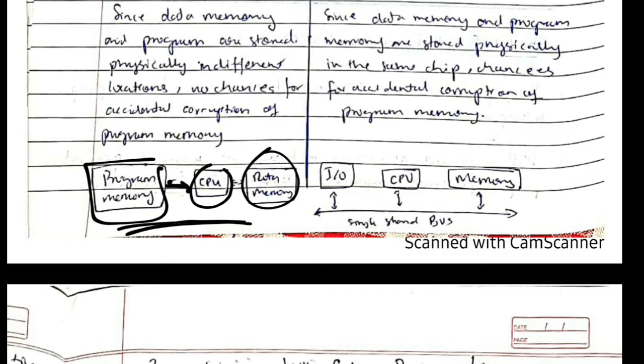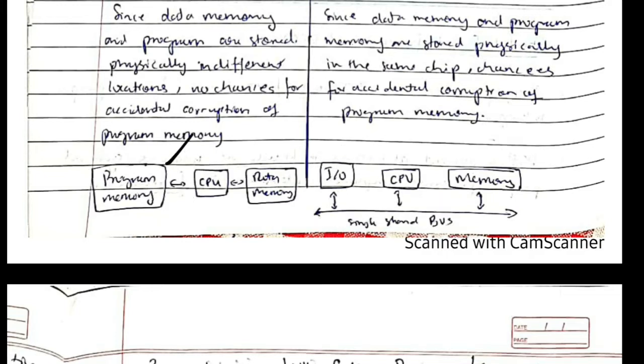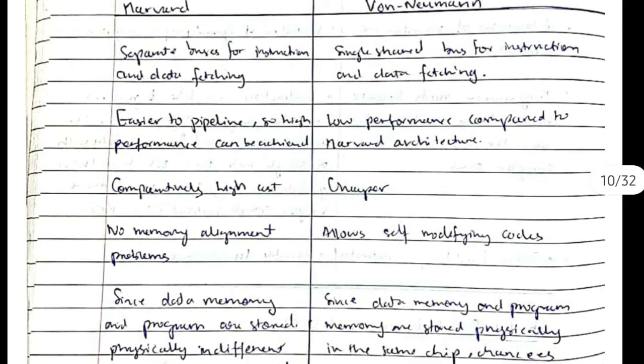These are connected with each other, but there is no single bus as in this case. So here data errors can happen because it's the same bus, and data can be transferred to the wrong address, whereas that is not possible here. It's high cost here but easier to pipeline, and it's low cost here, but its performance is also low. There are a few more similar differences, so go through them.